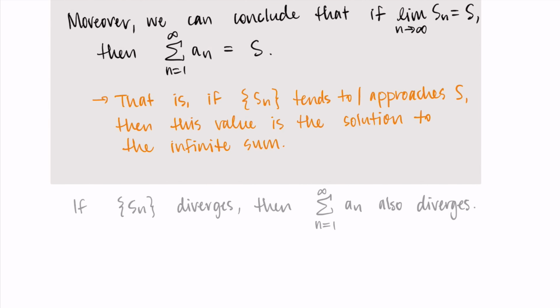Okay, so these are the conditions for convergence. I just want to mention too, the opposite of converging is diverging. So if a sequence doesn't converge, it diverges. So this means that if the sequence of partial sums, s sub n, diverges, then the infinite sum also diverges.